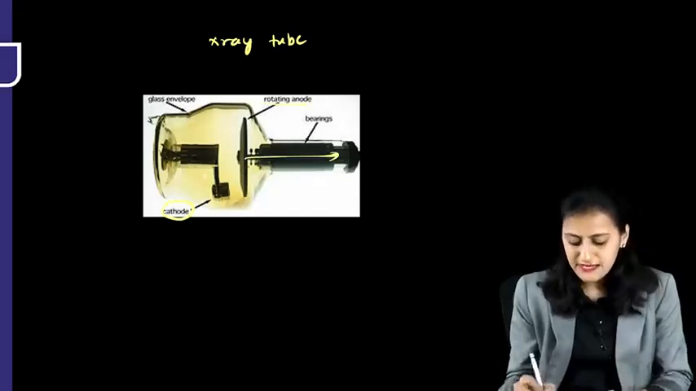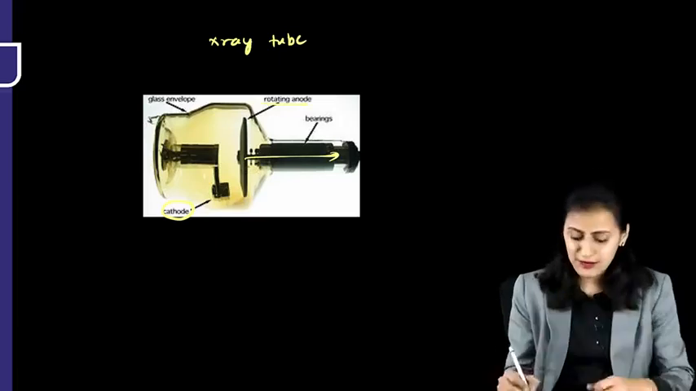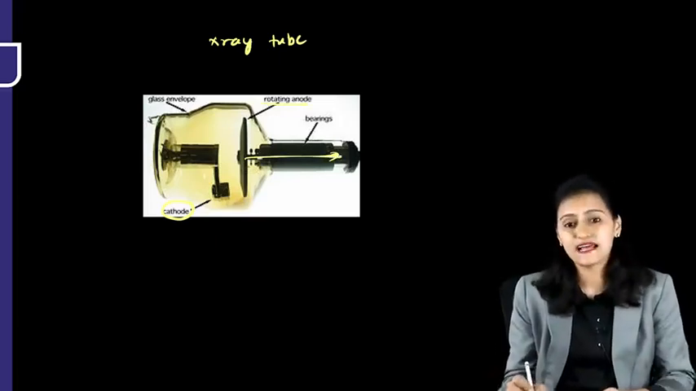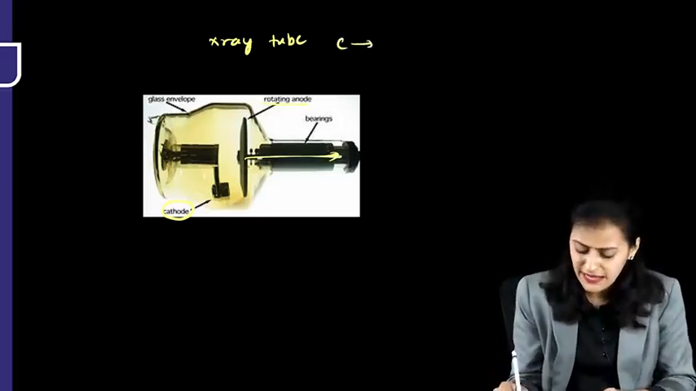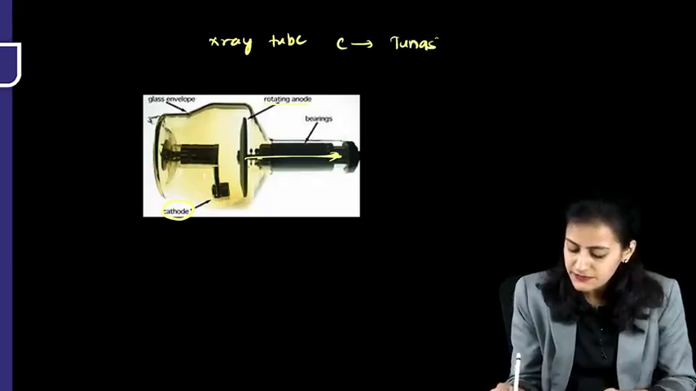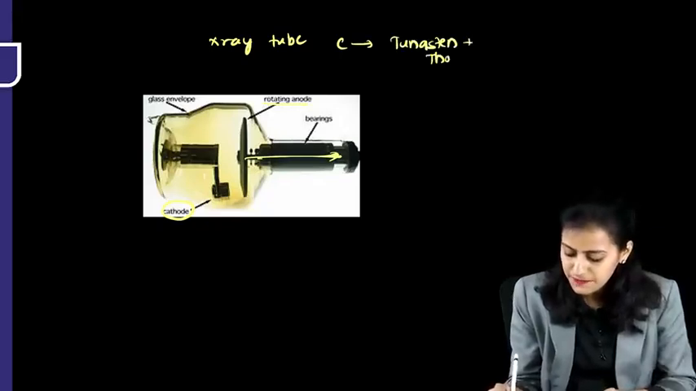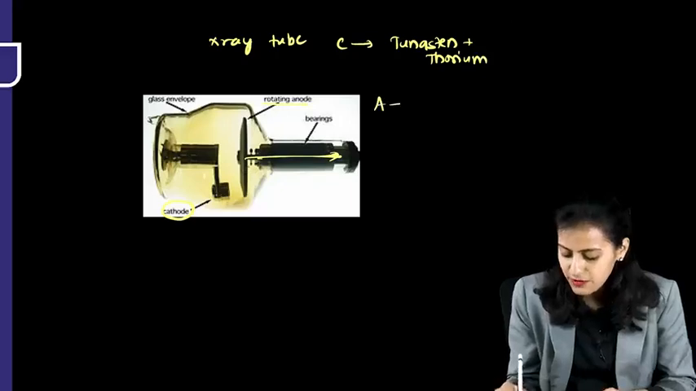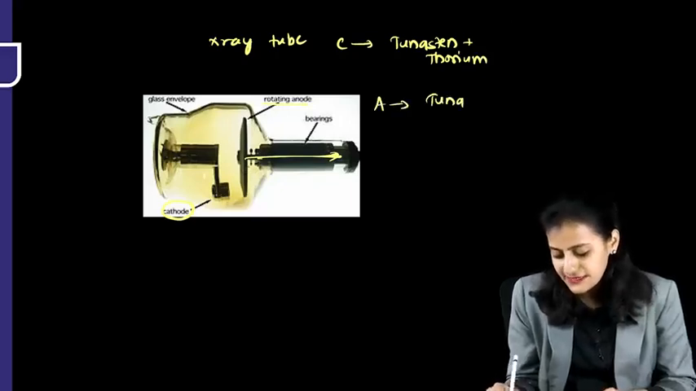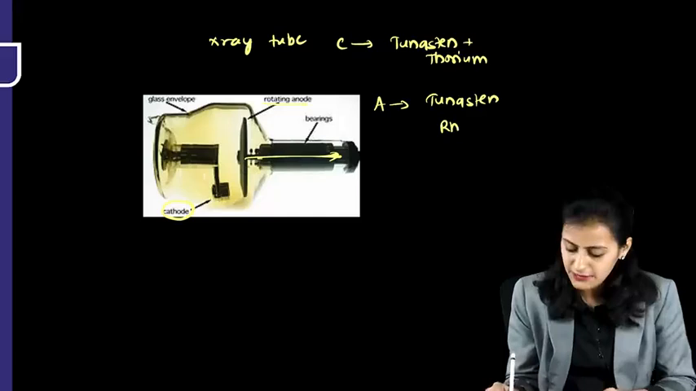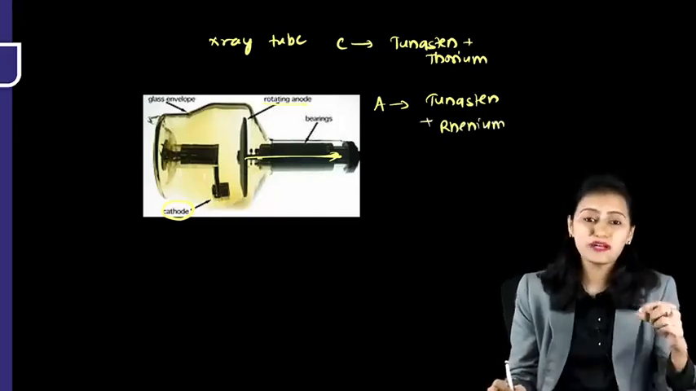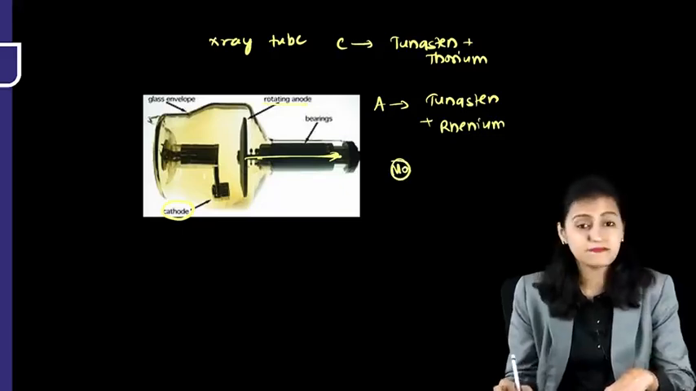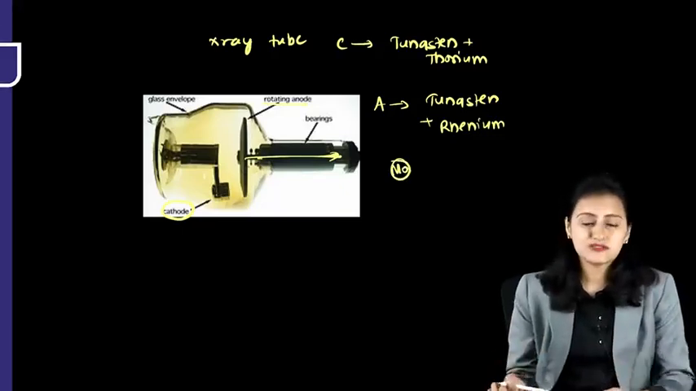How do we identify the anode? Anode is a rotating anode, so it has bearings attached to it. What is the cathode made up of? Cathode is made up of tungsten plus thorium. And what is the anode made up of? Anode is made up of tungsten and rhenium. Anode in mammography is made up of molybdenum, right? So remember, this is the X-ray tube.